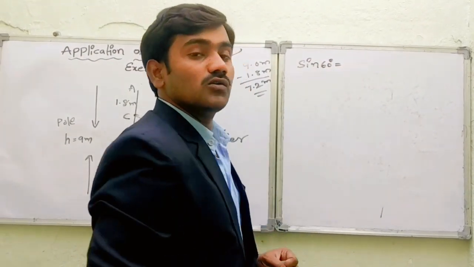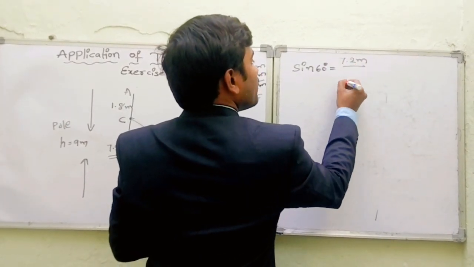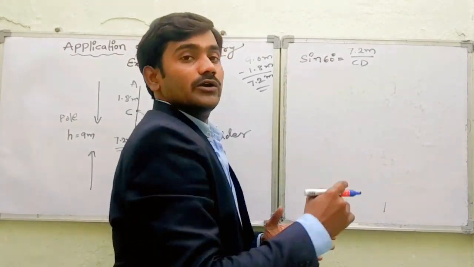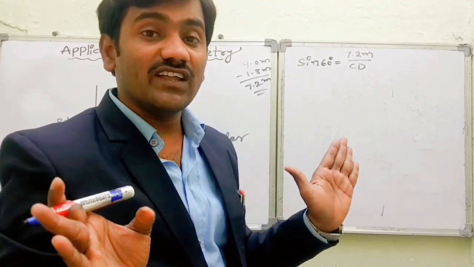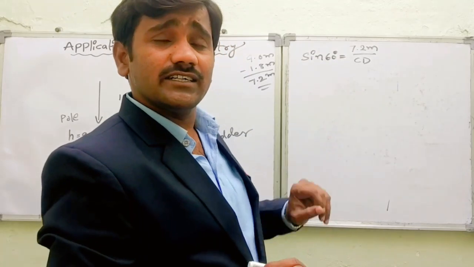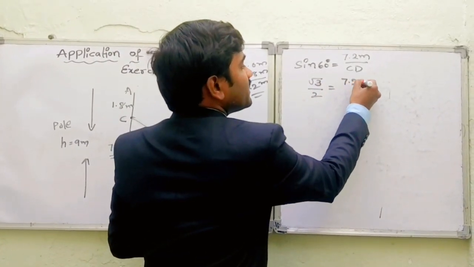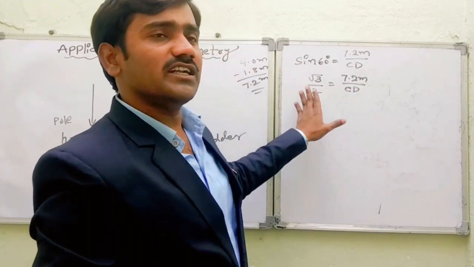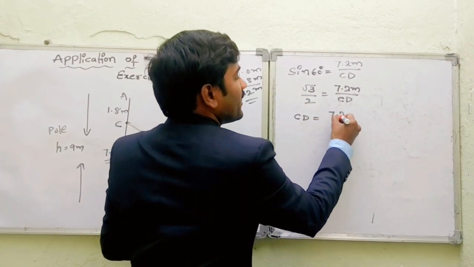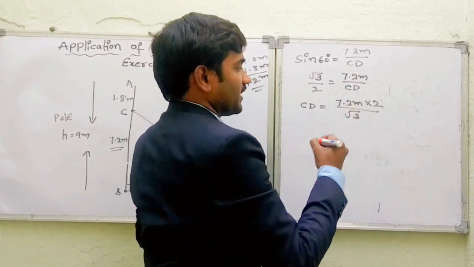Sine 60 degrees equals opposite 7.2 meters by hypotenuse, nothing but CD here. CD is nothing but the length of the ladder. Remember please. Now let us use what the sine 60 degrees value is, that is root 3 by 2. 7.2 meters by CD. By doing cross multiplication, we find CD equals 7.2 meters into 2 by root 3.